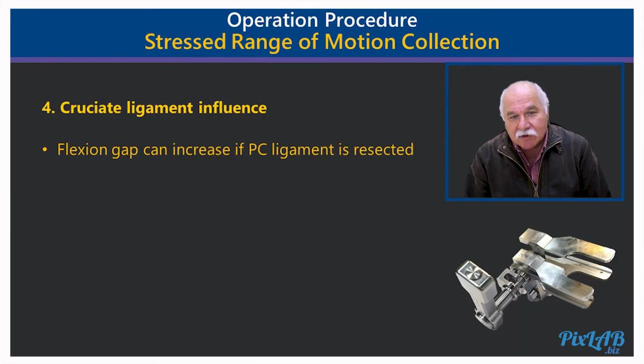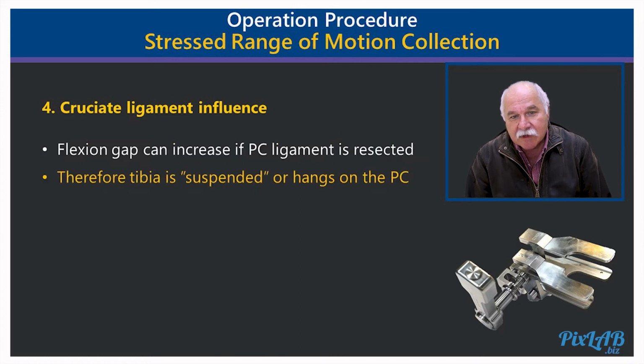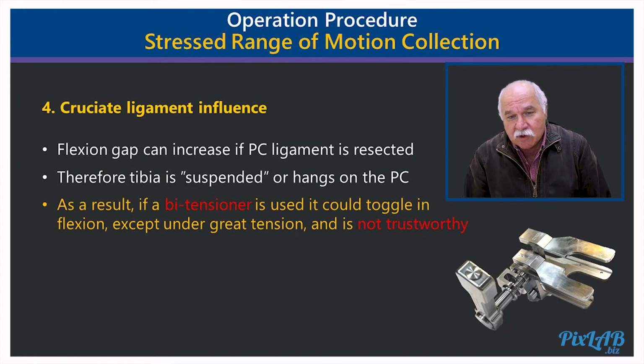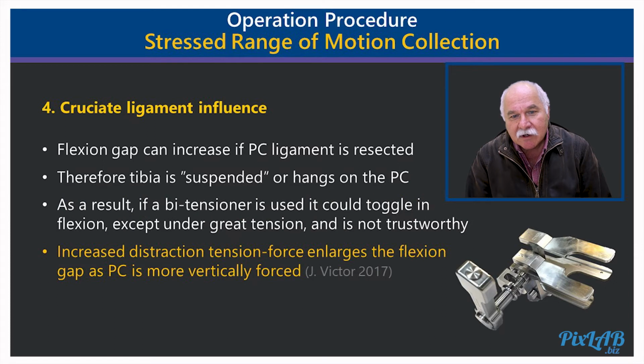Second consideration would be the cruciate ligament influence, as the flexion gap can increase if the ligament is resected. Therefore, if that is true, then the tibia in flexion is suspended or hangs on the posterior cruciate. Therefore, if you use a bitensioner with variable tensioning forces in flexion, it could toggle in flexion through to extension and would not give a totally accurate reading.